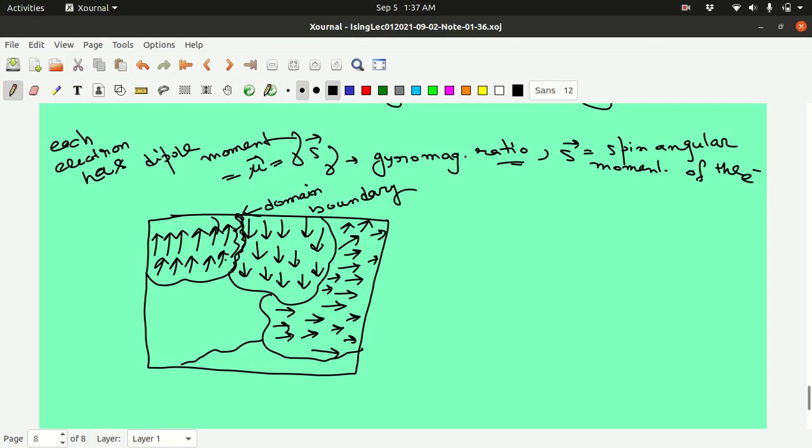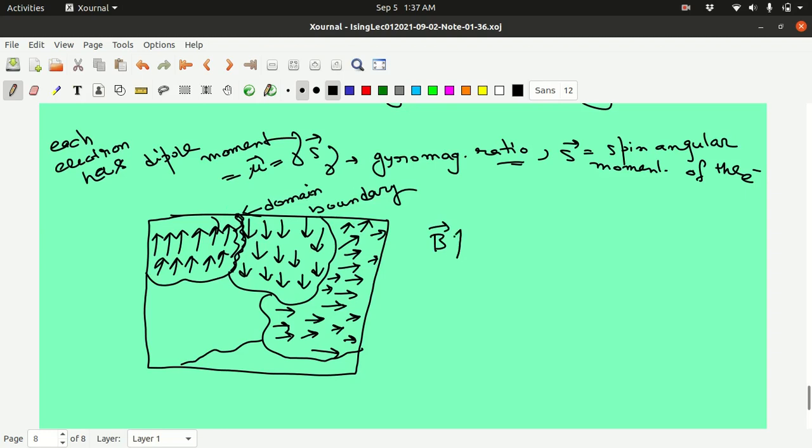And so at domain boundaries there are neighboring spins that are lined up in different directions, as you can see. Here the spin is in the up direction, here the spin is in the down direction, and the torque will start to reorient that spin. The torque due to the magnetic field will try to reorient the spins that are not aligned with the magnetic field.